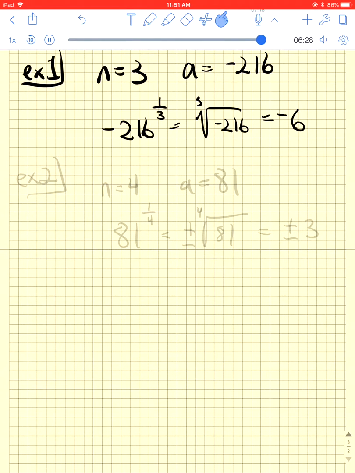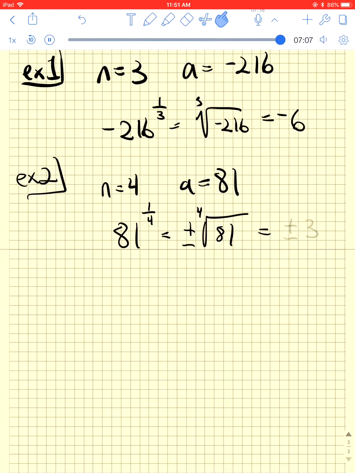Example 2. If n equals 4 and a equals 81. So we're given these two things, and they want us to find the nth root. So a is the base, 81, and n, we go 1 over n, 1 over 4. But we remember now that n is even, so this is going to be plus or minus the 4th root of 81, which is equal to plus or minus 3.